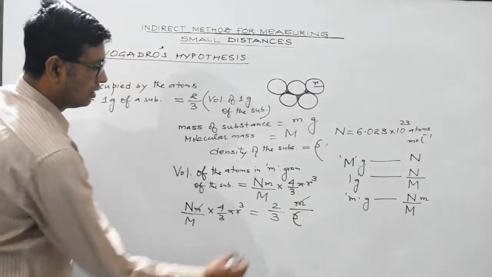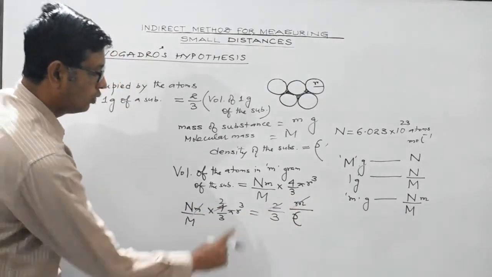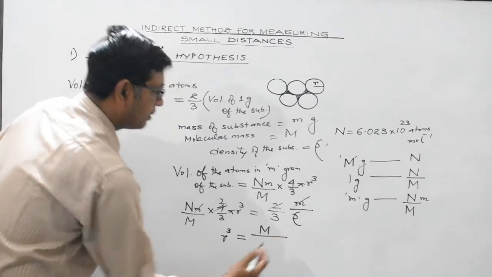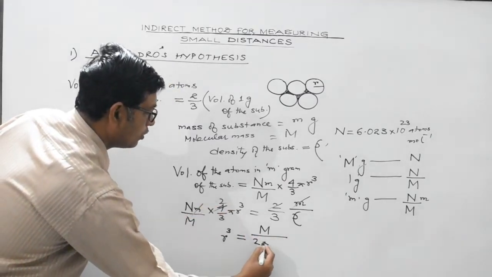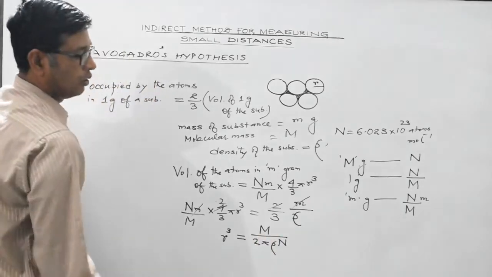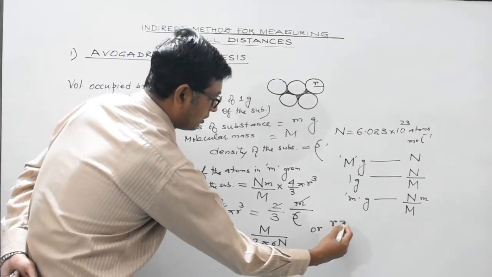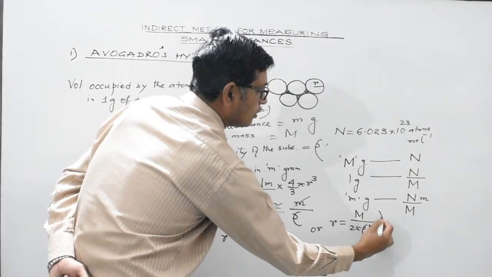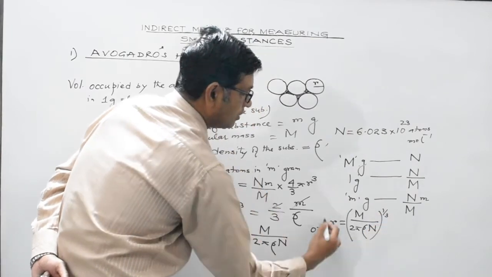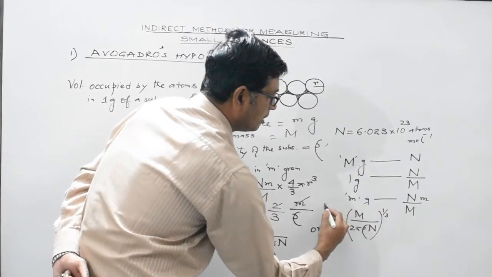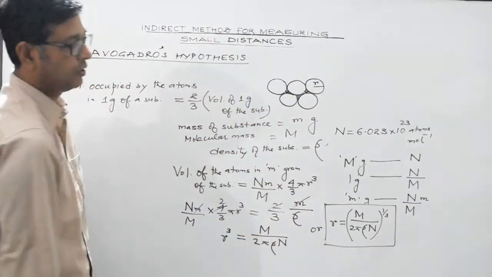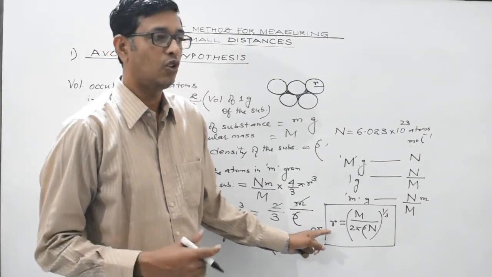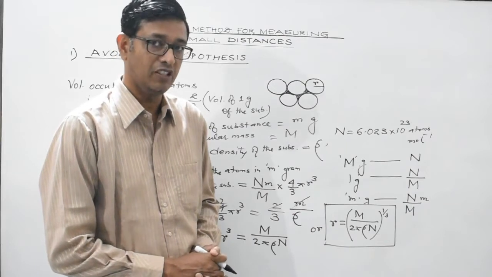This will get cancelled, so the 2 over here will come to be 2. So r cube will be equal to capital M divided by 2 pi rho n, or r is equal to capital M divided by 2 pi rho n to the power 1 by 3. This is the formula we use to find the radius of an atom, and its order is found to be about 10 to the minus 10 meter, right?